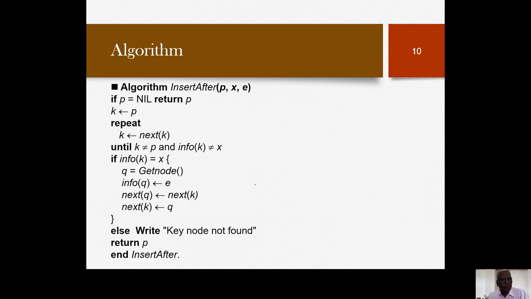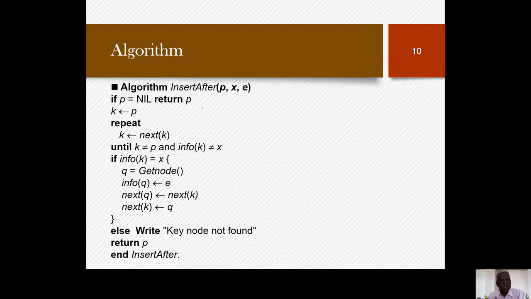So now we can convert this diagram again into what is known as an algorithm. Again, take care of the single node case, or the null case, etc. So if p is null or nil, return p. So you're not going to do anything.